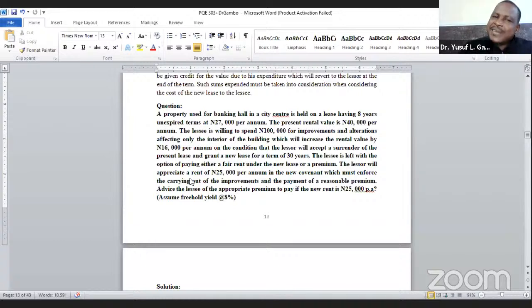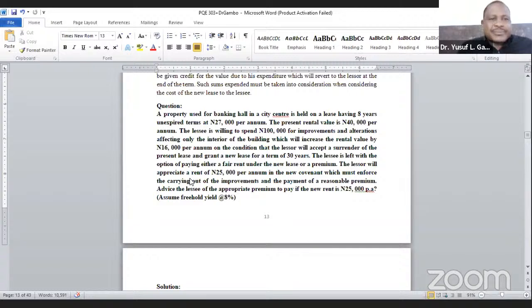And after spending 100,000, it will add to the value, or rental value will go up by 16,000 naira per annum. Now, we have like 43,000 naira presently, but when you are adding to this, you have 56,000 as FRV. Take note of that. You will be seeing 56,000 in the question. After you might have spent 100,000, the rent will go up by 16,000. So the FRV will be 56,000. I'm taking my time to analyze this question for you.